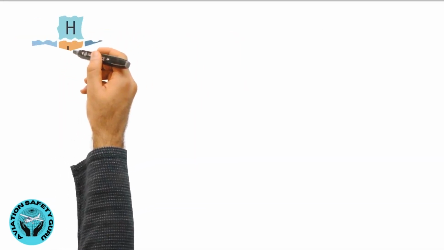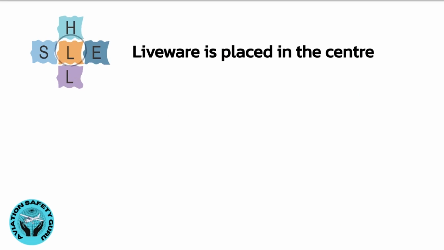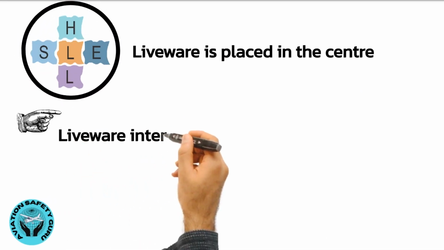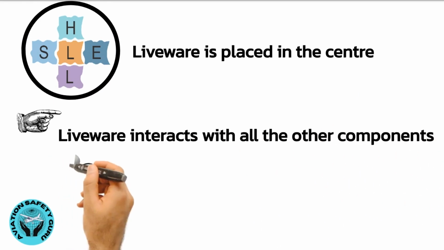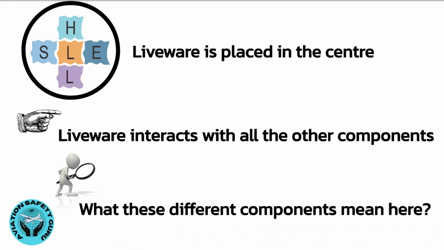It can be seen from the diagram of this model that liveware is placed in the center, and the other components are around it. It gives a simple representation that liveware interacts with all the other components. Now, let us see what these different components mean here.